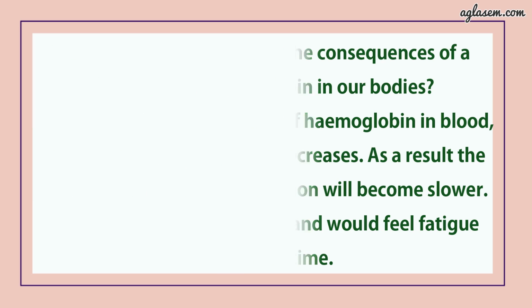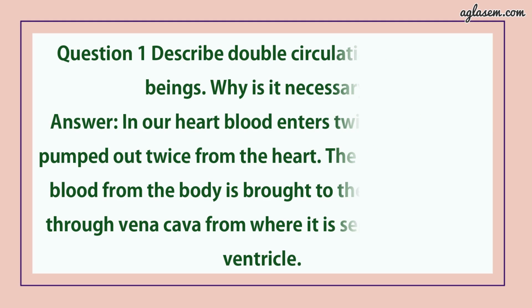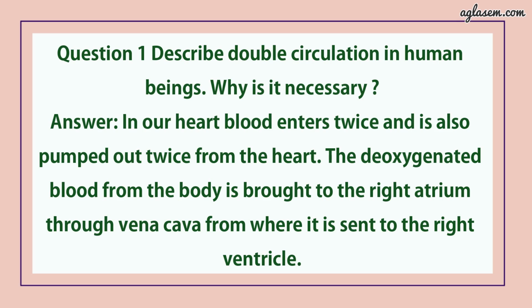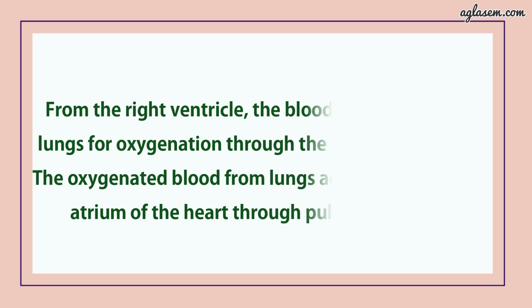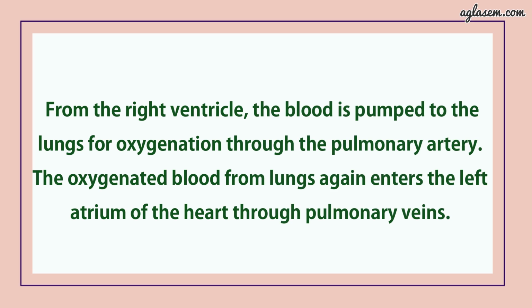Now, question number 11 says, describe double circulation in human beings and why it is necessary? Answer is, in our heart, blood enters twice and is also pumped out twice from the heart. The deoxygenated blood from the body is brought to the right atrium through the vena cava, from where it is sent to the right ventricle. From the right ventricle, the blood is pumped to the lungs to be oxygenated through the pulmonary artery. The oxygenated blood from the lungs again enters the left atrium of the heart through the pulmonary veins.